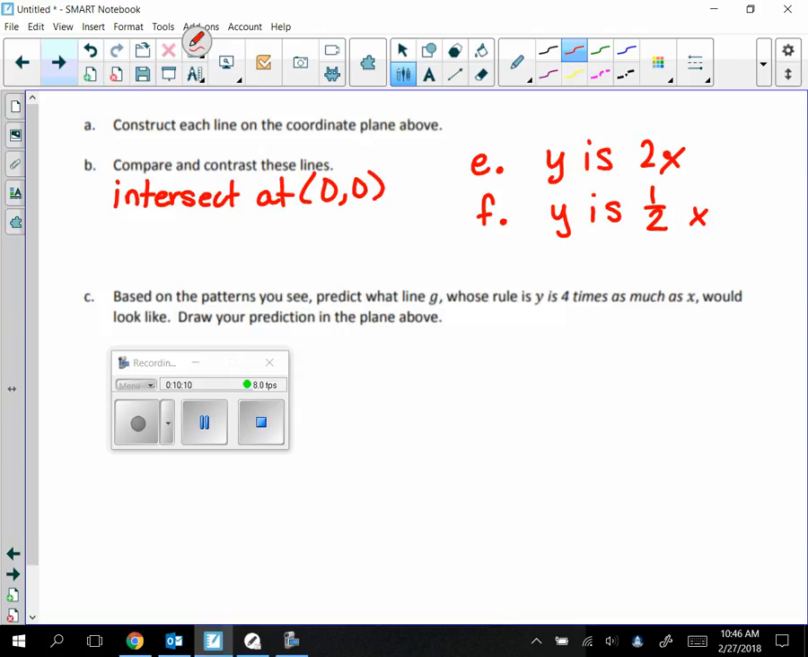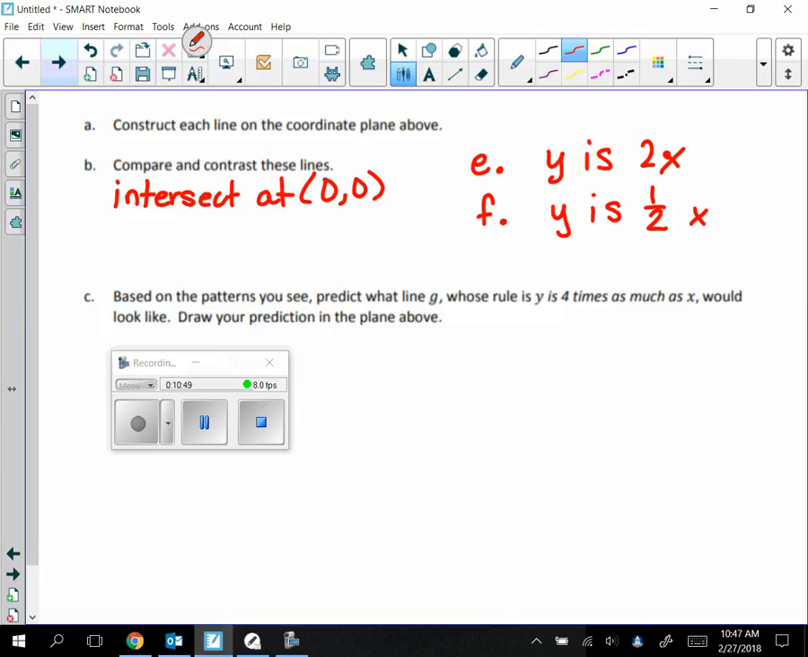Based on the patterns you see, predict what line G, that's not even on there, whose rule is y is 4 times as much as x would look like. And then they want you to draw it. So first I want you to predict it. What would it look like? What would happen if it's 4 times as much as x? Where would it go? What would it do? Caitlin?